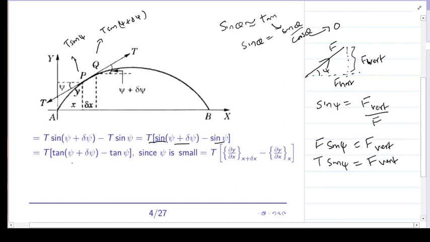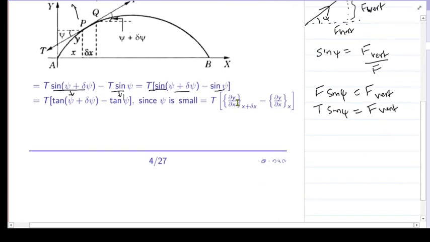We suppose that the deflection is very small, so instead of sine theta we can take tan theta, or tan psi. Here, instead of sine of psi plus delta psi, we can take tan of psi plus delta psi. We have discussed this also.